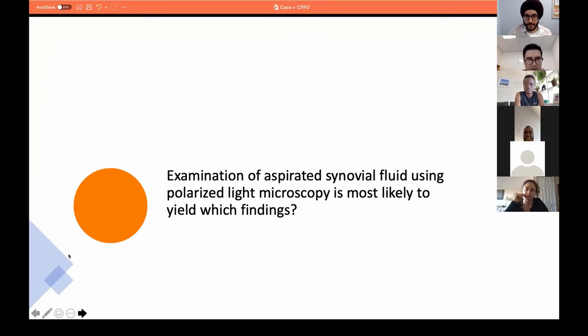So going to the question: if we aspirate this joint and we use polarized light microscopy, what do you think we'll see there?